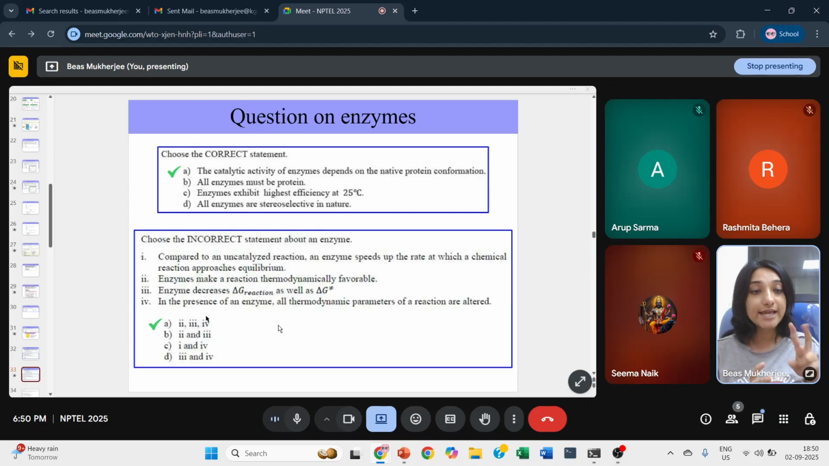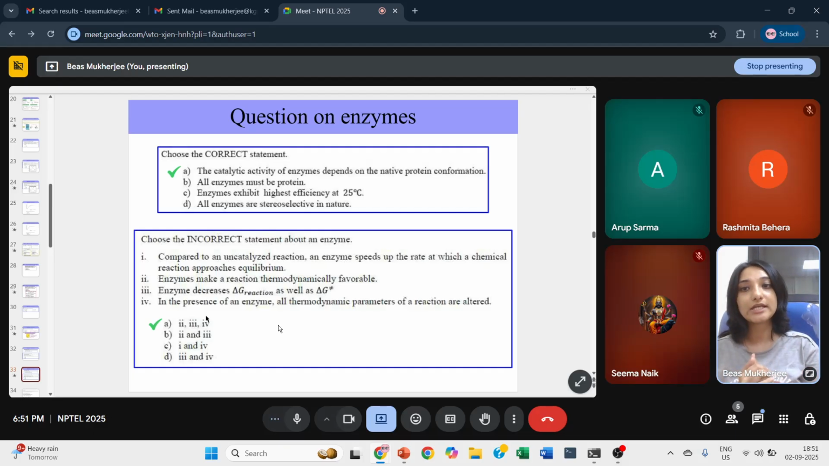And the second one, see, enzyme makes the reaction thermodynamically favorable. That is not correct. The enzyme is not so powerful that it can do that. And the next one, see, the enzyme decreases the delta G of the reaction, which is not true, and as well as delta G double dagger. So we will look at what is delta G and what is delta G double dagger very soon in the upcoming slide. And in the presence of enzyme, all thermodynamic parameters are altered. That is also not correct.